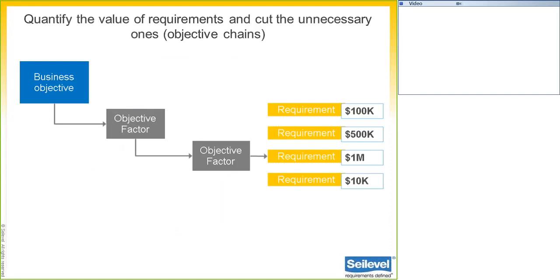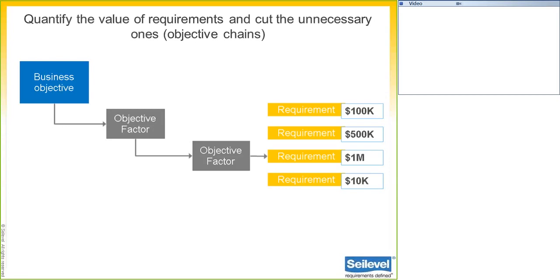Sure. So, now we're going to get into how you go about quantifying the value of every feature or proposed feature that's in a release. This is a model that we call an objective chain that ties requirements back to business objectives. And it assigns a benefit to each requirement or set of requirements. These are basically links in a hierarchy that tell us how much the requirements contribute to the overall business objective. And based on this, we can select and eliminate requirements based on facts rather than emotions.